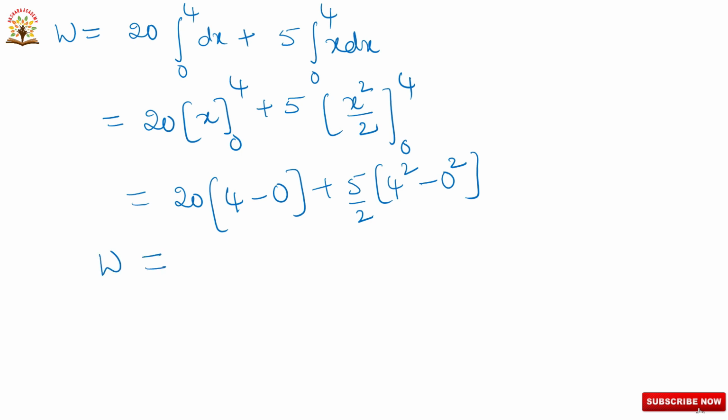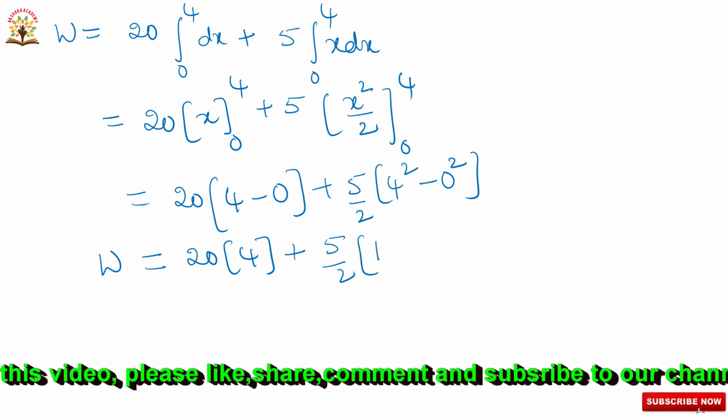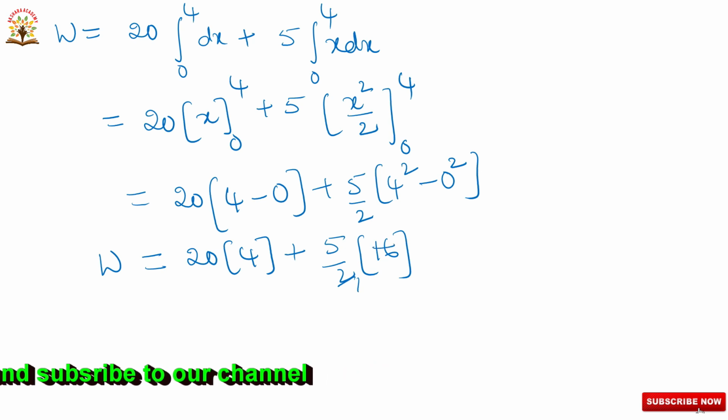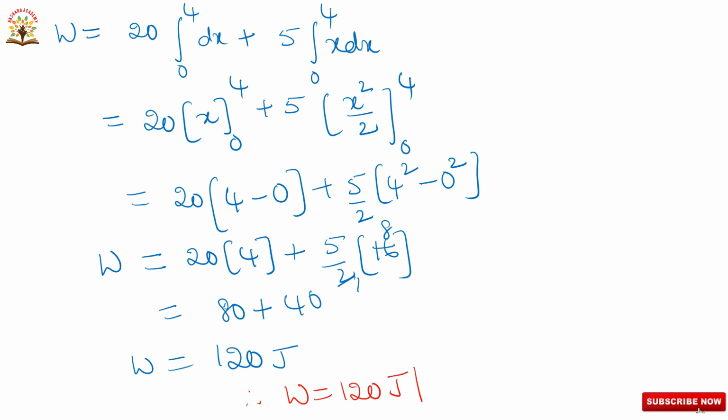So work done W equals 20 into 4 minus 0, plus 5 by 2 of 4 square 16, 16 minus 0 is 16. 2 eights are 16, so 5 into 8 is 40. 20 into 4 is 80, plus 40. So 80 plus 40 is 120. Therefore work done W equals 120 joules. This is the final answer.